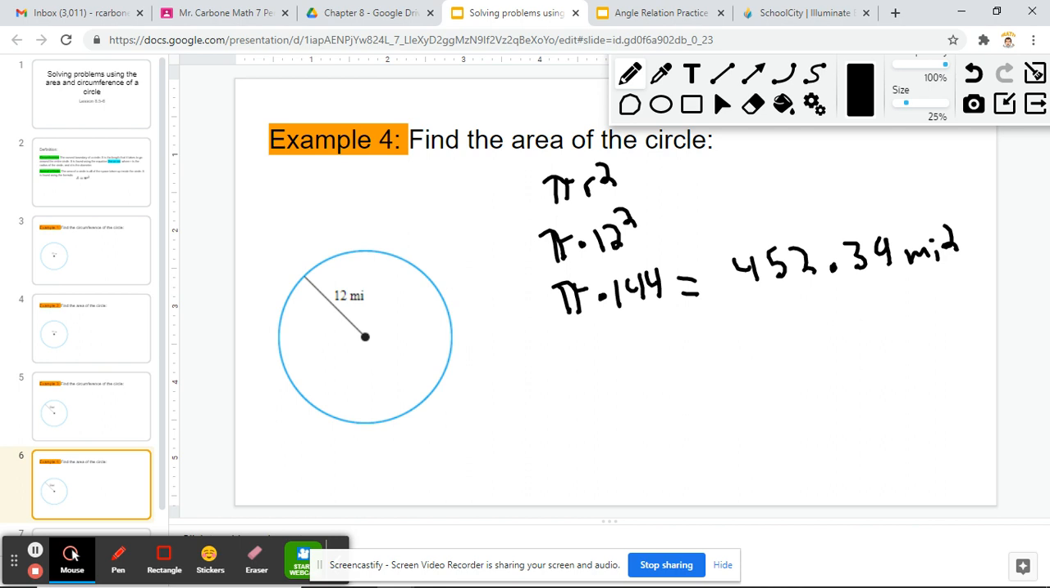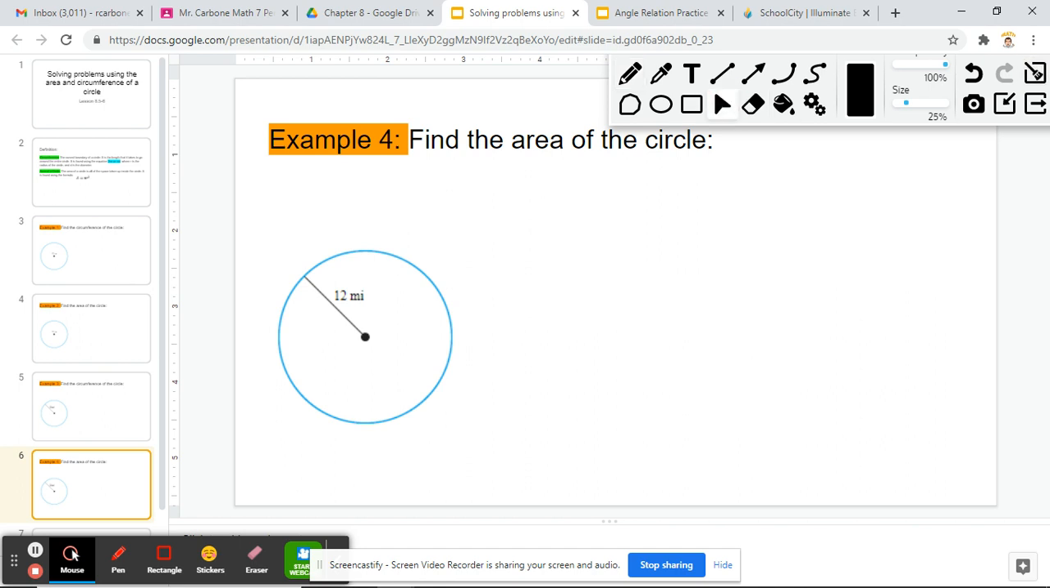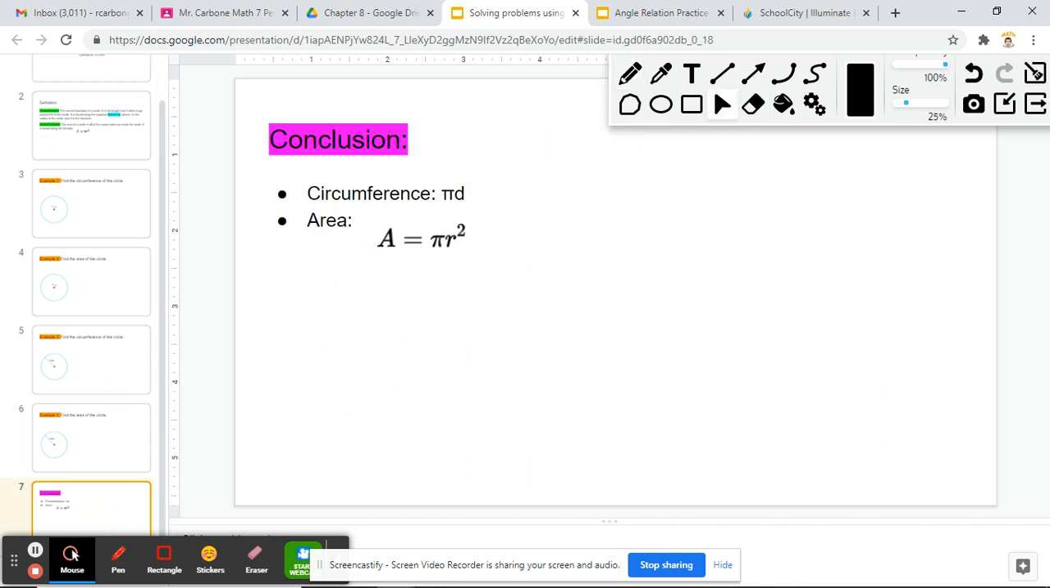Alrighty, so those were just our formulas for area and circumference. Not too much on these here. Hopefully these were some easier ones for us. Might even be a review for some people. But let's just quickly go over to our conclusion. So today we learned about our circumference, right? And the circumference is pi times the diameter. We also learned about our area formula. And our area formula tells us that the area of a circle is found using the formula pi r squared.